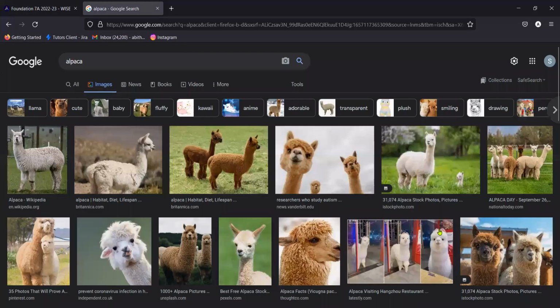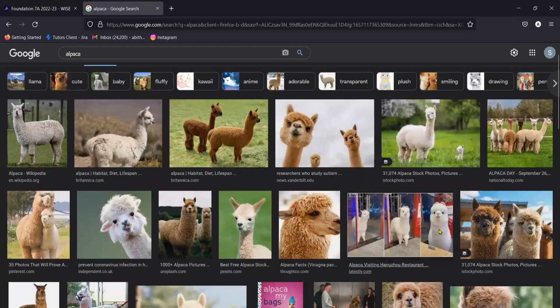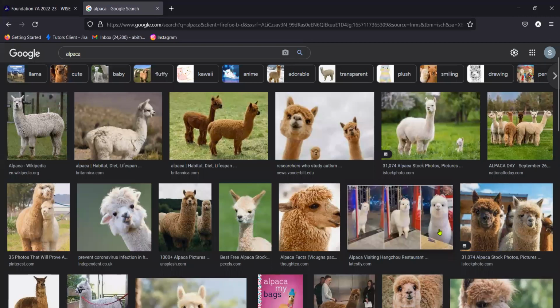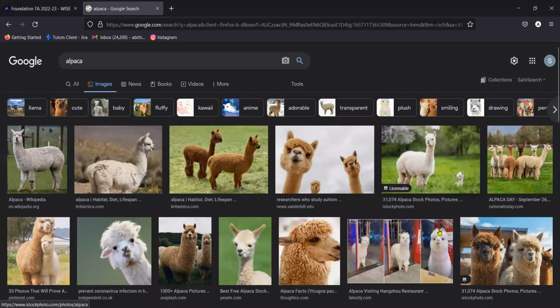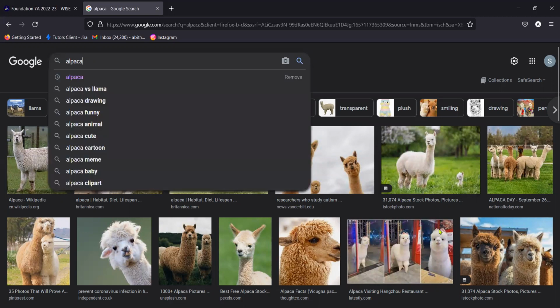Can you see the alpaca? It will be very beautiful. How is it looking? Very beautiful, very white and very cute. So it doesn't look like camel, right? It is giving the look of a donkey, a fur dog. It's like a dog with fur.